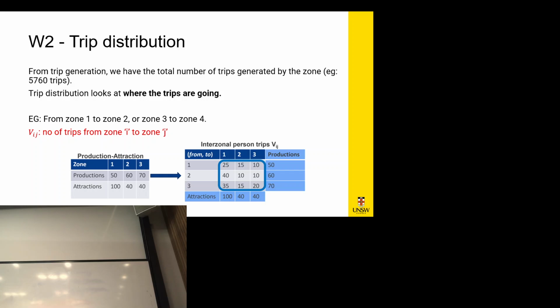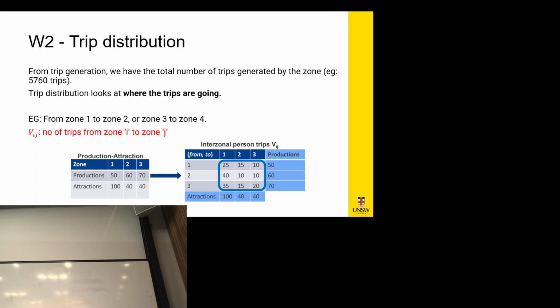So from trip generation, what we've found is that we've had the total number of trips generated by the zone. For example, we have had 5,760 trips. So trip distribution looks at where they're going. So for example, from zone 1, you have X amount of trips being generated. But from zone to zone 2, you have a number of trips being attracted. So how many trips specific, you may ask?